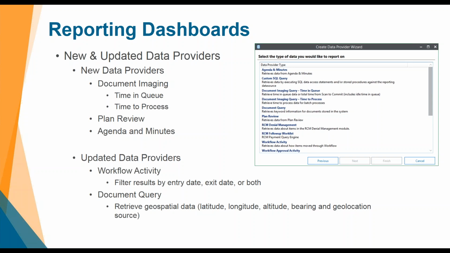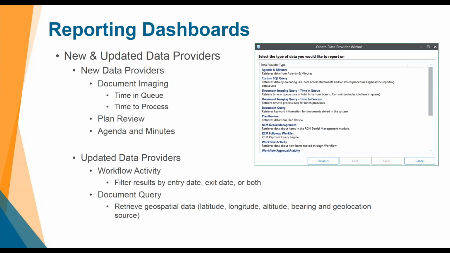Additionally, there's some updated data providers, so the workflow activity. This one actually can filter results based on when it entered and exited a queue, which is fantastic. So if you want to see how long something is taking in a particular queue, to see if maybe we need to review and update that workflow process, or whether you have the right staffing to monitor that particular queue.